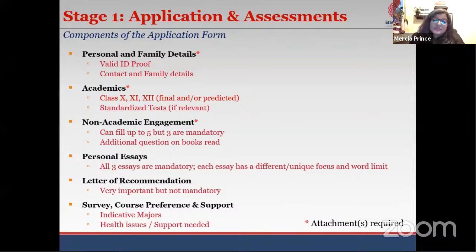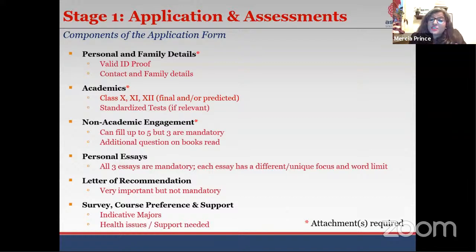There's an entire academic section where we ask for scores from class 10 onwards, so class 10, 11, and 12. If you have final scores of class 12, say you gave your exam last year or the year before, you can submit it. If not, then we take predicted scores from yourself and also from your school, if that option is there. If you have taken a standardized test, for example, the SAT or the ACT, then you can submit those as well. They're not mandatory. They're only if you've taken them already.